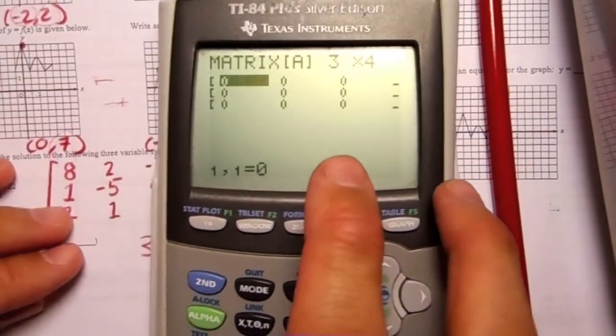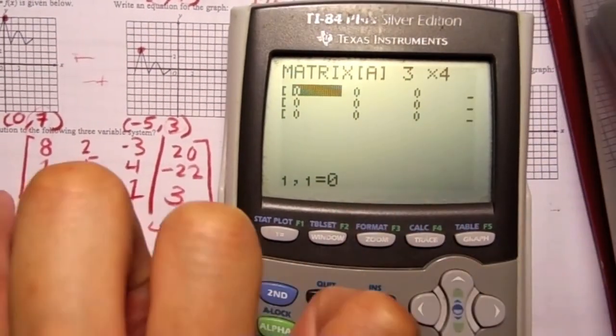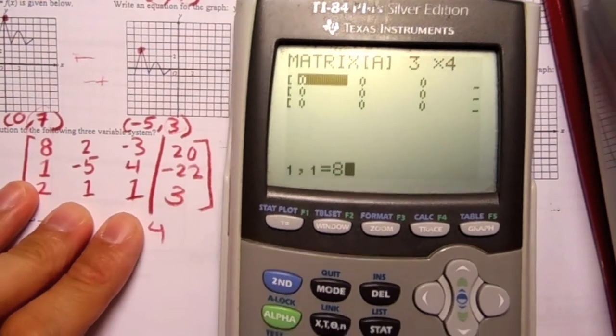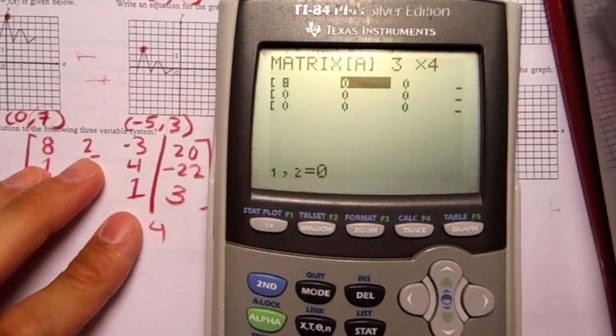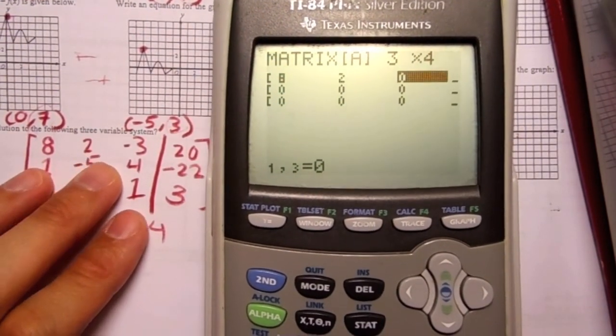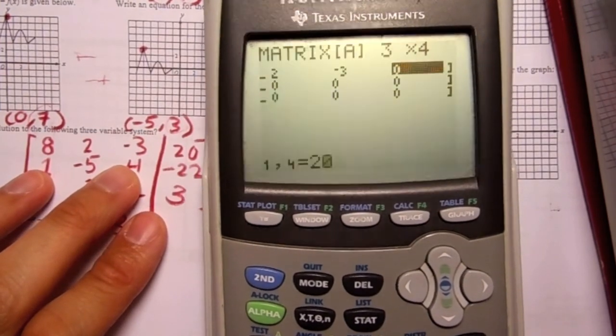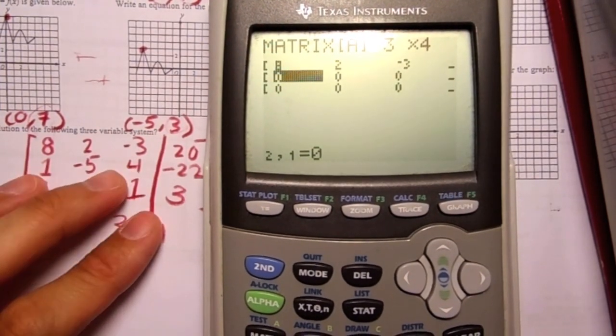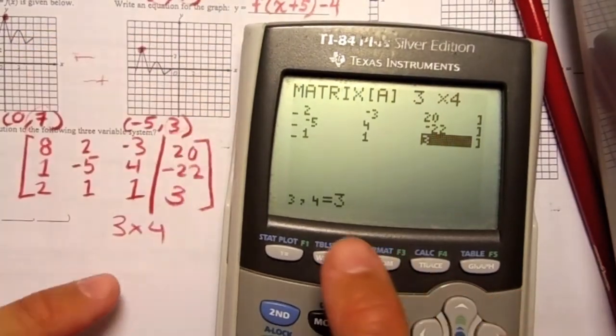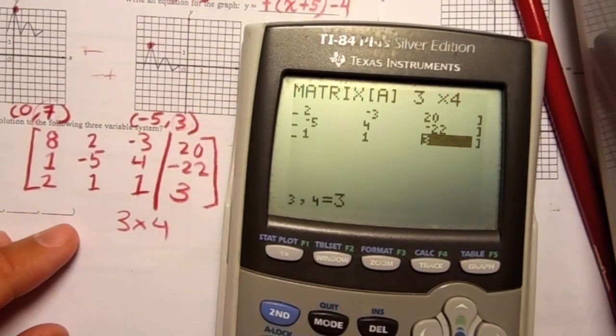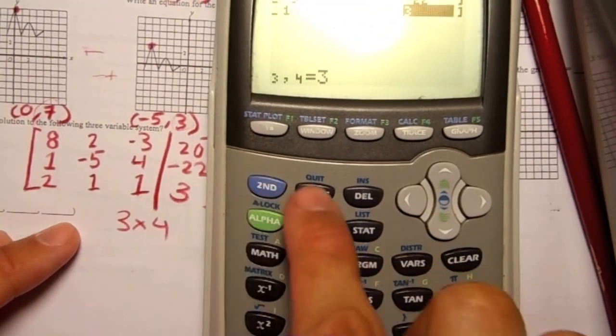Enter. And then you just simply want to enter it from left to right. 8, enter. 2, enter. Negative 3, enter. 20, enter. It enters it from left to right and resets to the next row. Once you have all of your numbers entered into your matrix, go to second mode.